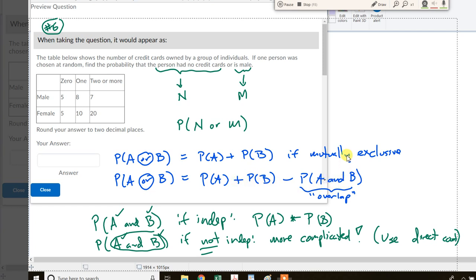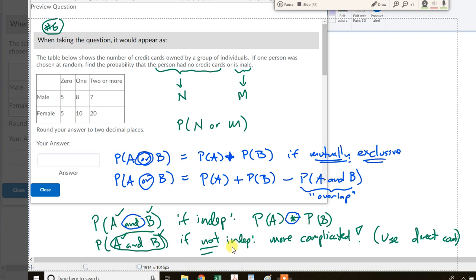If they're mutually exclusive, there is no overlap. Because mutually exclusive means if you have one, you cannot have the other, so you can't have an overlap. The overlap is gone. That's why this works if they're mutually exclusive. So mutually exclusive means one of them excludes the other, makes it impossible to have the other, and that allows you to add to get the or. If they're not mutually exclusive, then to get the or, you have to use the slightly more complicated formulation. Okay? If they're independent, you can multiply to get the and.